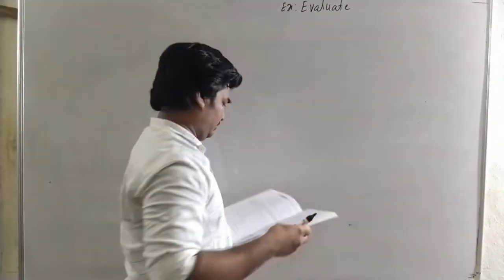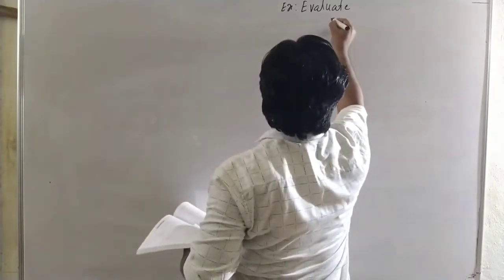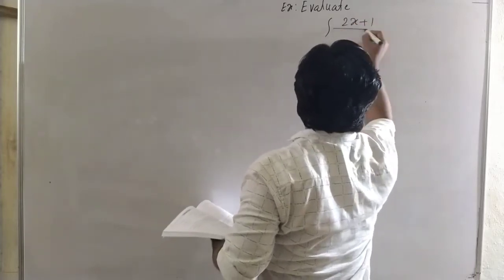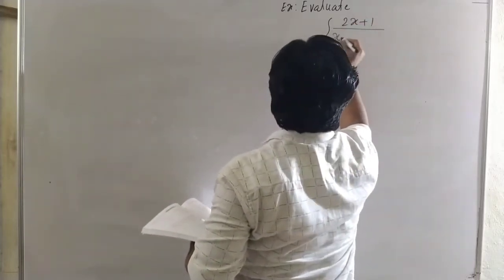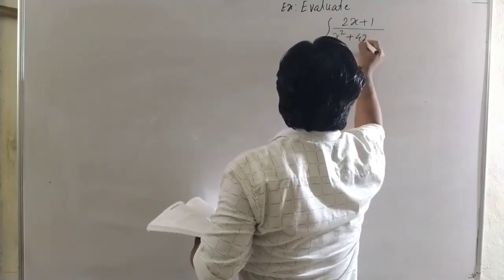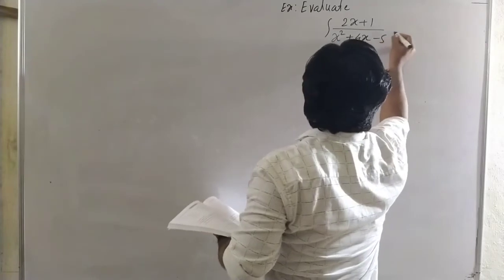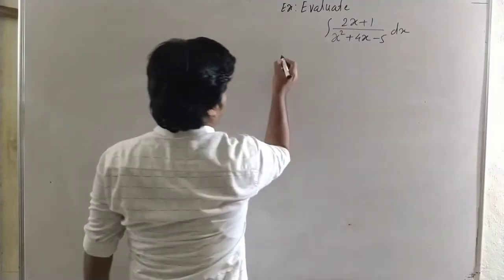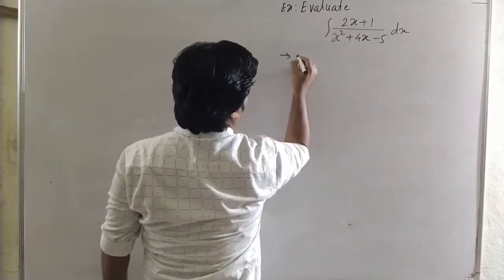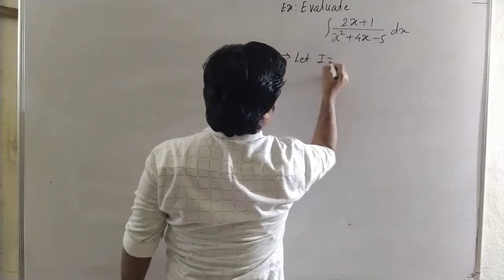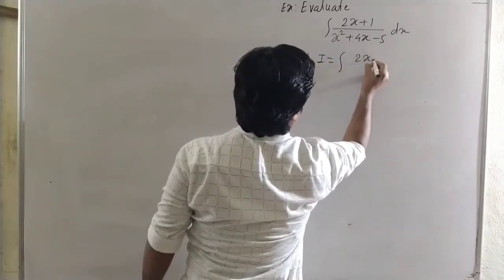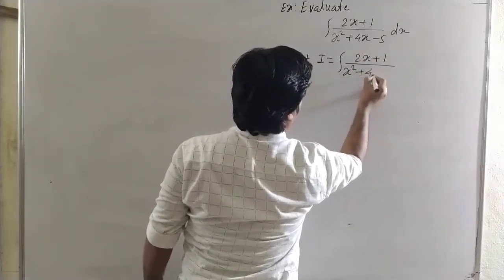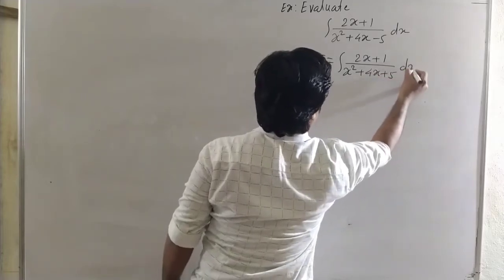Next, evaluate the integral of 2x plus 1 upon x square plus 4x minus 5 dx. Again here it is a linear function upon a quadratic function. Okay, see carefully. Let the integral be equal to the linear function, that is 2x plus 1, upon x square plus 4x plus 5 dx.